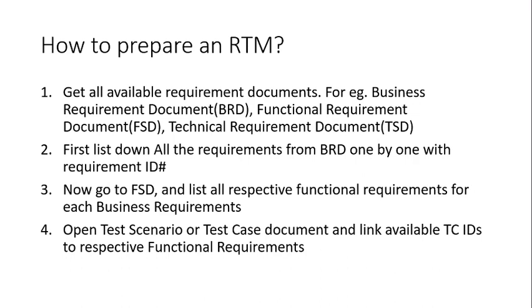How do we prepare an RTM? Number one, get all your available requirement documents, for example, the BRD, the FSD, the technical requirement document. Then first list down all the requirements from BRD one by one with a requirement ID. Now go to the FSD and list all respective functional requirements for each business requirement. Number 4, open the test case scenario or test case document and link available TC IDs to respective functional requirements.